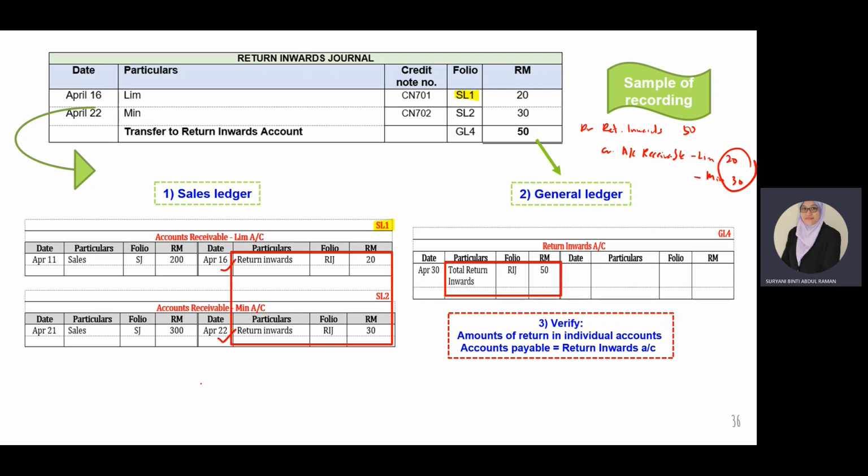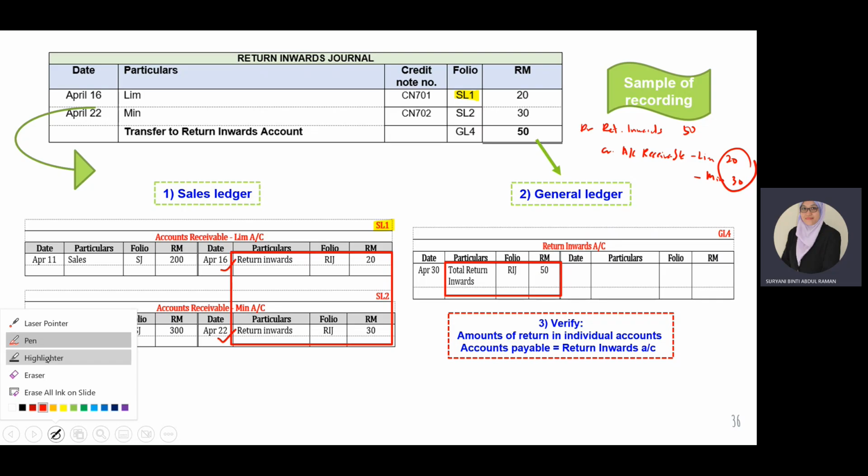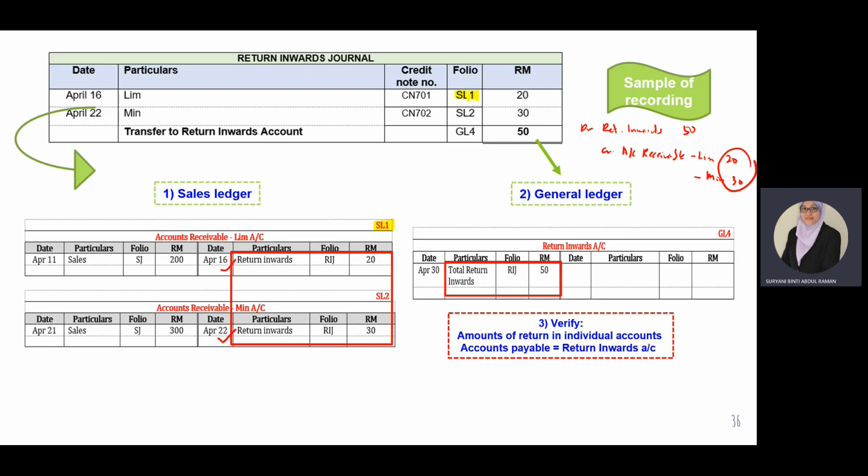So now let us post the transactions together. Okay, let's continue. We stopped at SL1 just now. So next is SL2. SL2 is Min's account. So these are the transactions to be recorded.